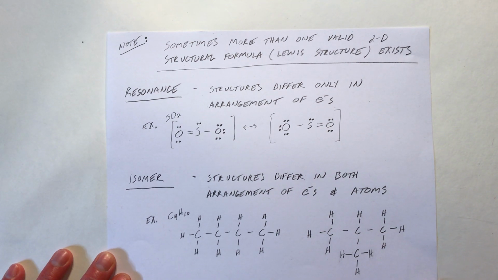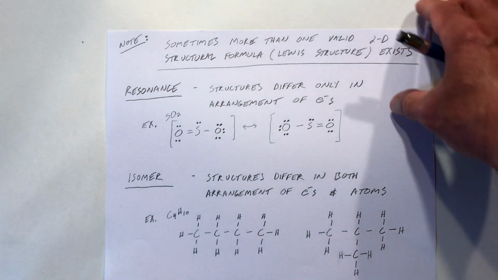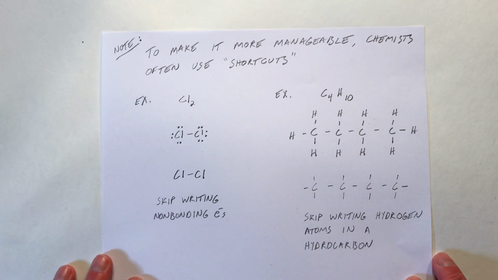Again, these two structures differ not only in the arrangement of the electrons, but also in the arrangement of the atoms. And that would be a type of an isomer that exists. We're not going to be dealing with any resonance structures or isomers.